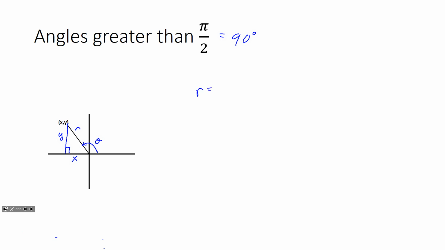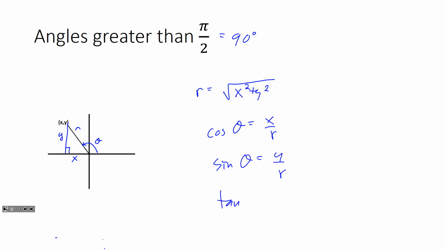That is, you could use r equals the square root of x squared plus y squared. You could use cosine of theta equals x over r, sine of theta equals y over r, and tangent of theta equals y over x. The same formulas that were given on the previous page would work just fine.